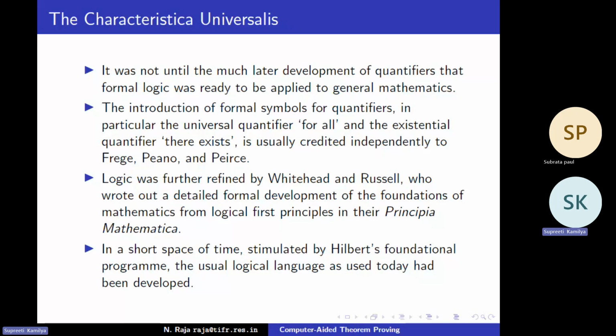And logic was further refined by Russell and Whitehead, who wrote out a very detailed formal development of the foundations of mathematics. They developed logic from first principles, in a multi-volume treatise called Principia Mathematica. So within a short space of time, mainly stimulated by Hilbert's foundational program, the logical language that we use today in mathematics had been developed.